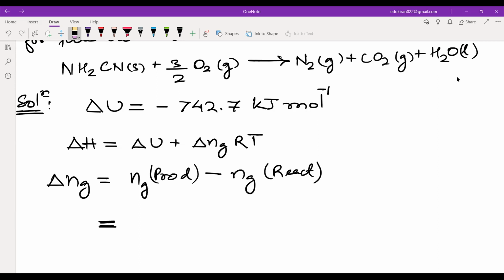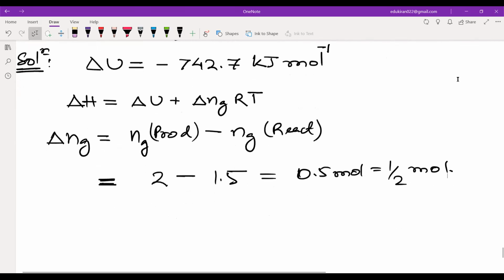Okay, so in this case, we can see that the product has 2 moles of gases minus number of moles of gas in reactant, which is 3/2, that is equal to 1.5. Yes or no? Yes, sir. So this will be equal to 0.5 mole, or half mole. Okay, half mole. Now you have all the things, and you can find the delta H, which will be equal to delta U, that is minus 742.7 kilojoule per mole.